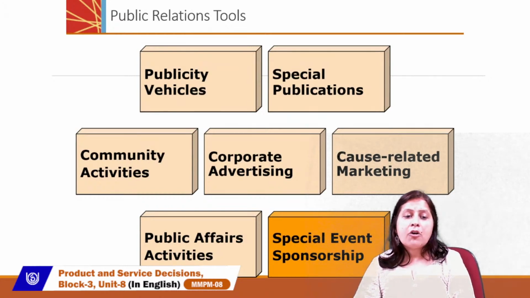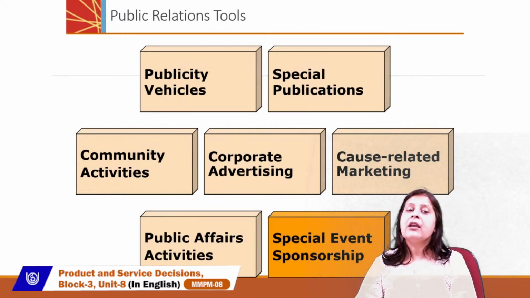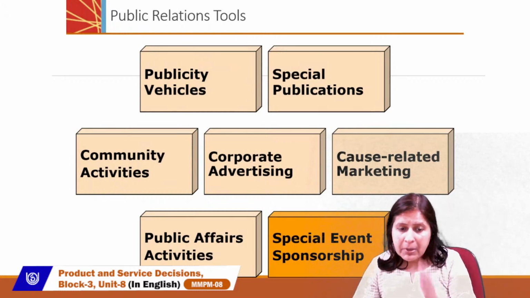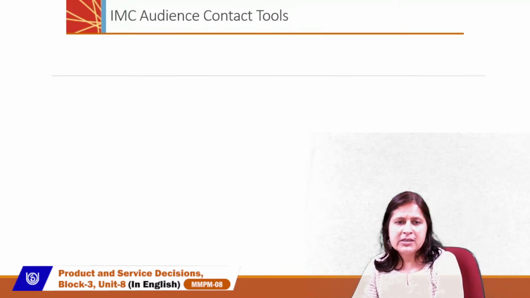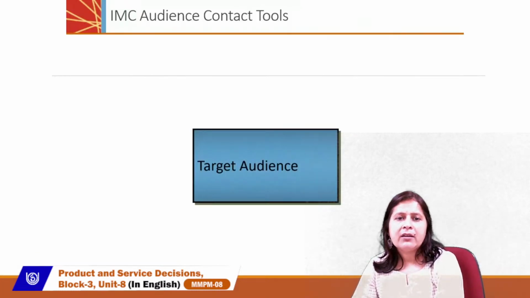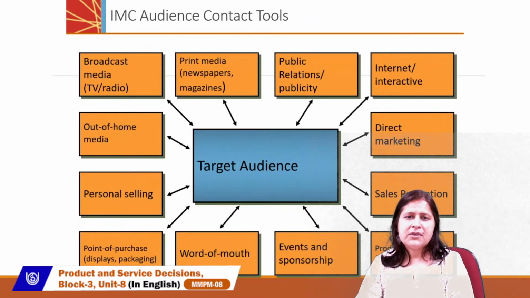Like your community activities, community activities in rural marketing play a very important role in public relationship, right? And then the public affairs activities. When you participate in the public affairs activities, it plays a very important role, right? It is very important: the target audience, right? IMC audience and the contact tool, right?